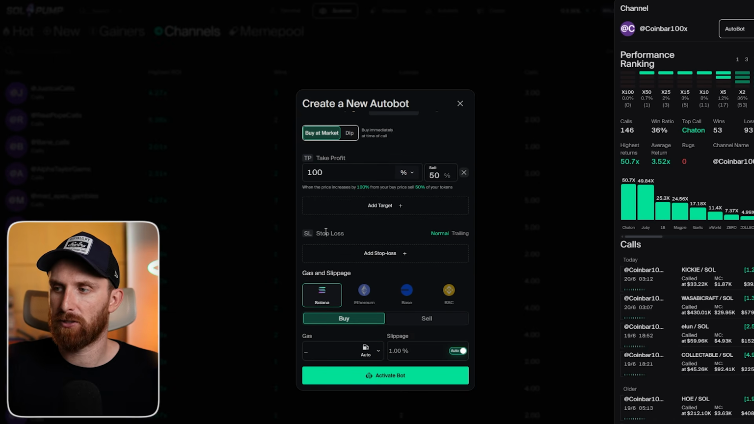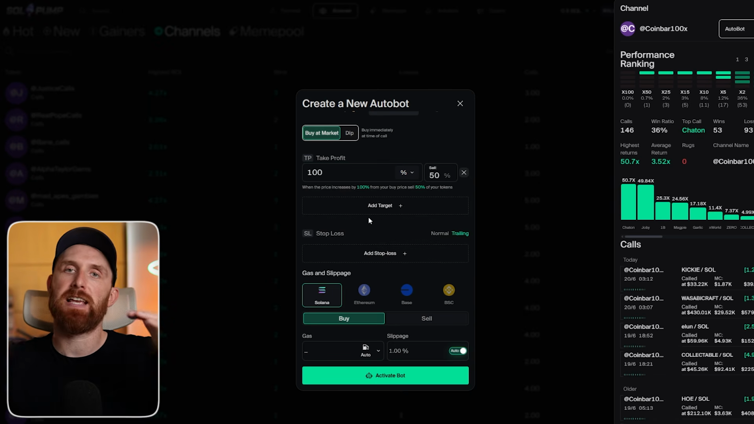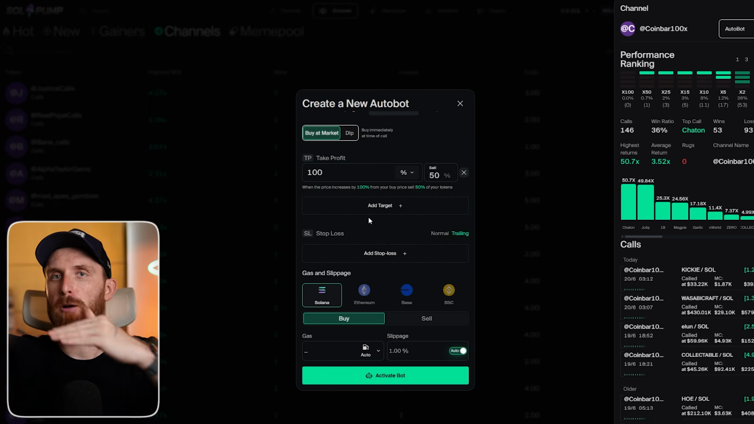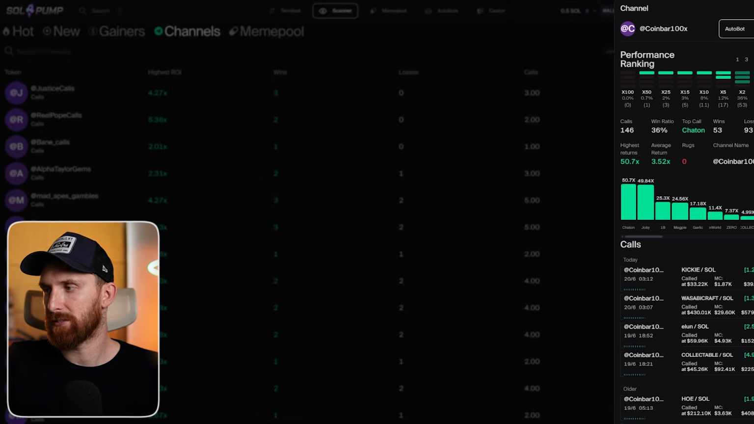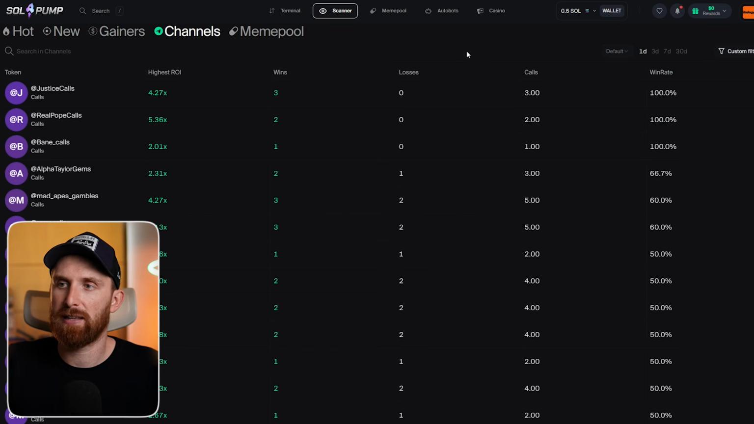And the same goes for the stop loss. You can also put in the trailing stop loss, which means if the price goes up, the stop loss also continues to go together with the price. I would recommend you to go with the trailing stop loss, and also you can select buy and sell gas and slippage. But again, if you're doing it for the first time, you can also use the automatic settings.